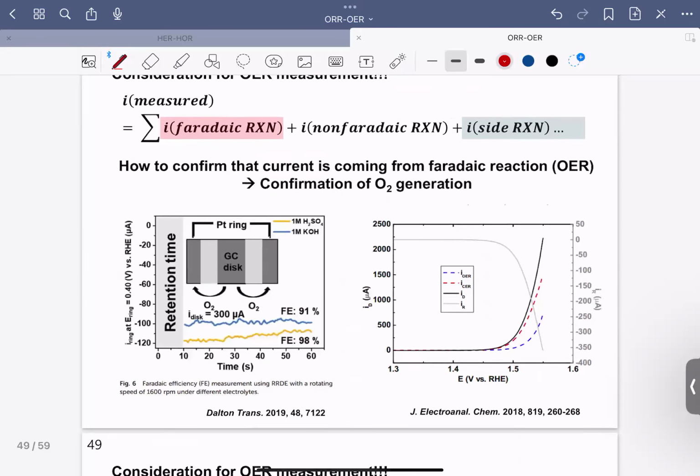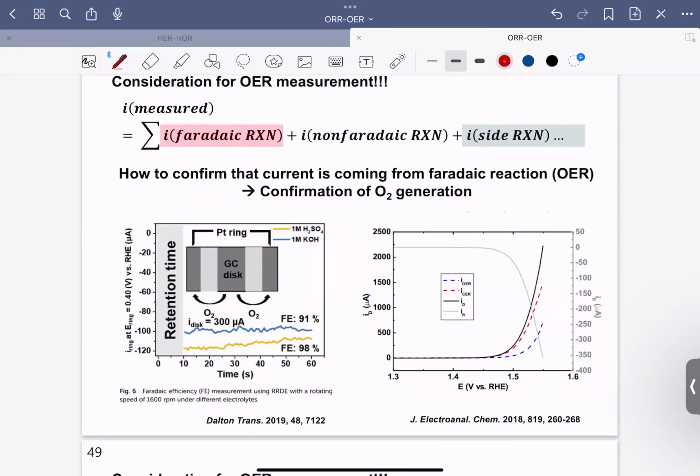And what about a different way? We already discussed the rotating ring disk electrode, right? When we generate the oxygen at the disk and apply a potential for the oxygen reduction reaction at the ring, for example a potential below the ORR onset potential, then we can quantify how much oxygen is really produced during the oxygen evolution reaction condition, right? This is one good way.